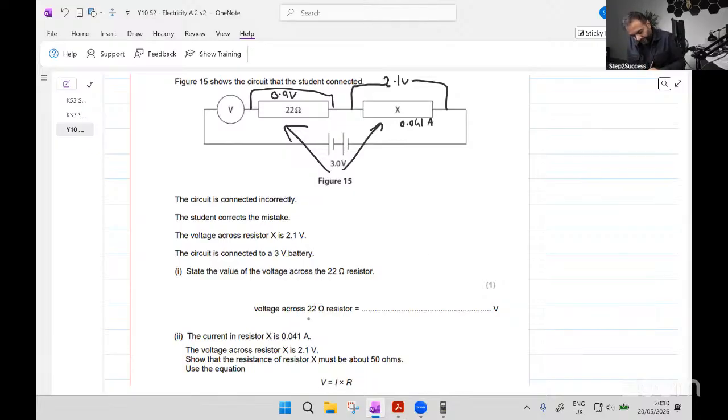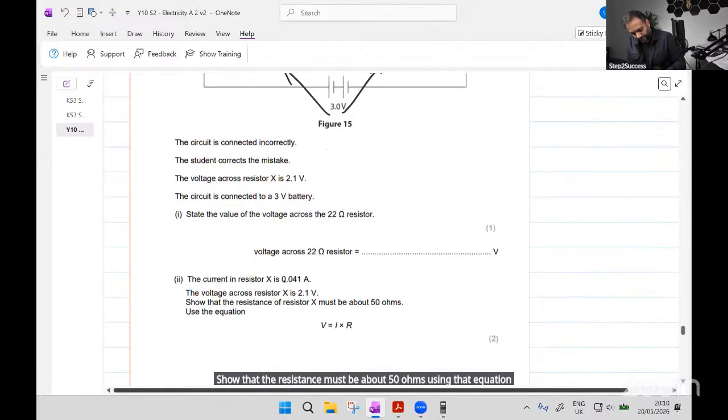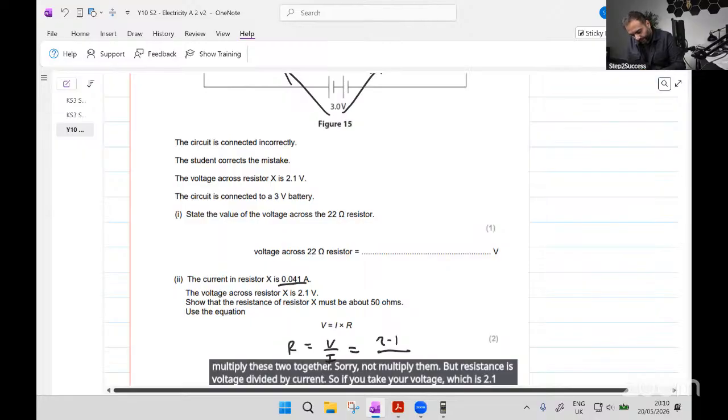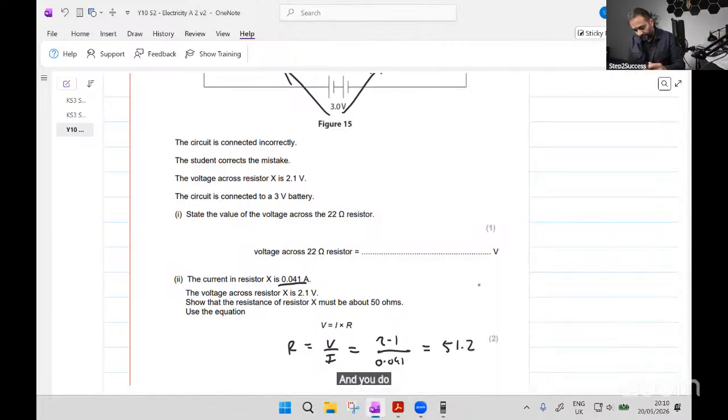Show that the resistance must be about 50 ohms using that equation. Resistance is voltage divided by current. So if you take your voltage, which is 2.1, divided by the current, which is 0.041, I suspect you get about 50. And you do. That's it.